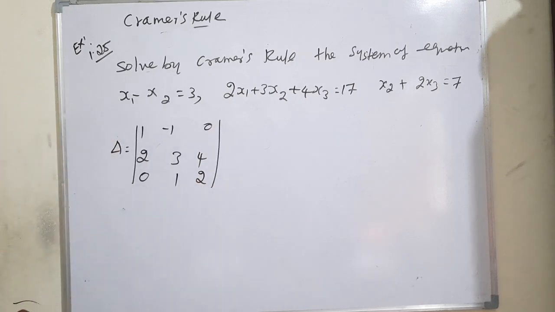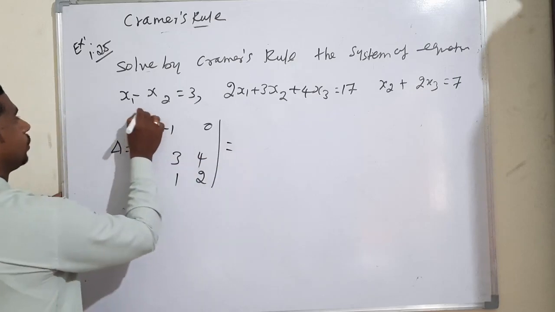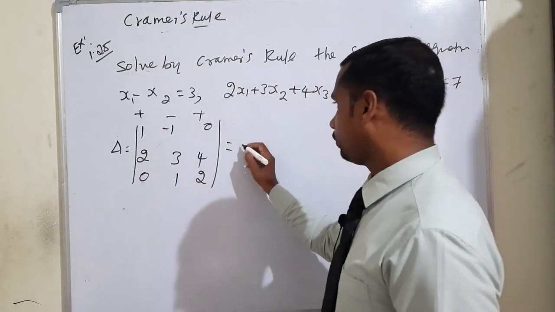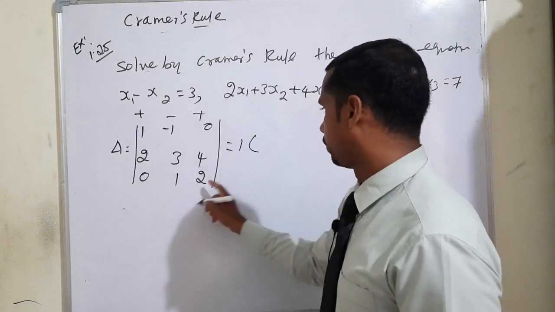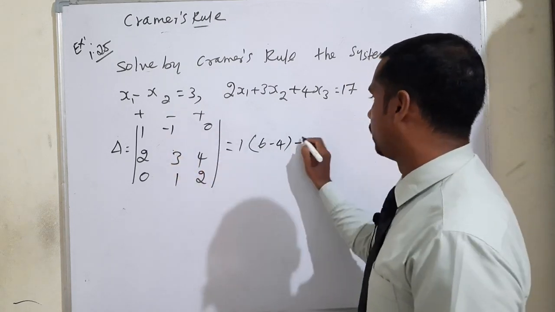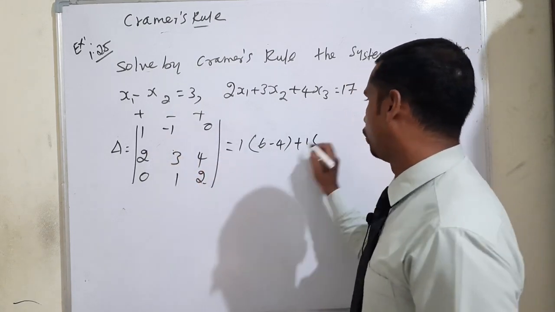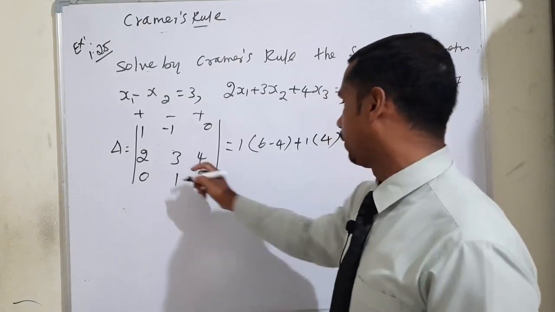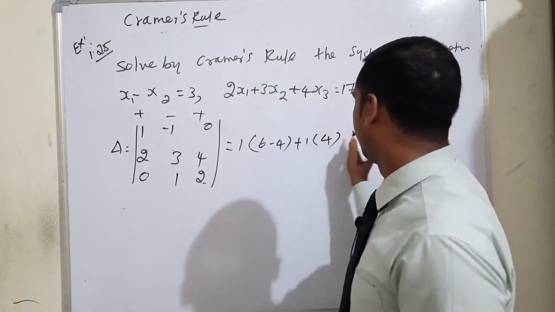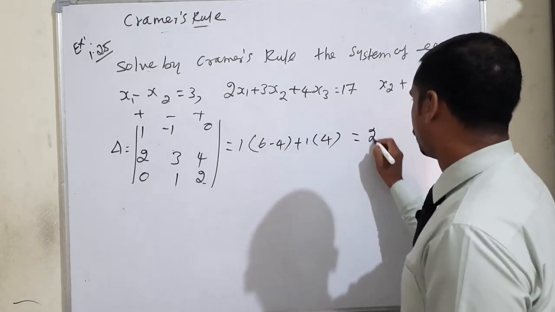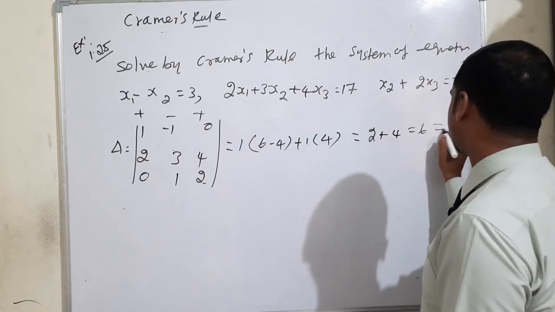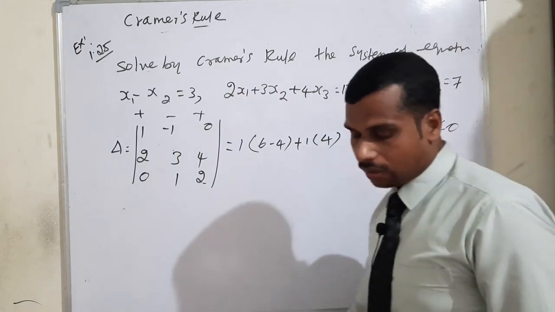Okay, first we need to find the del value. How to find the del value? Sign convention plus, minus, plus. First, 1 means 3 into 2, 6, cross multiply means minus 4. Again, common minus, so minus into minus plus 1, again 2 into 2, 4, because the cross multiply is 0. So 4 minus 0 means only 4 will come. Therefore, remaining 6 minus 4, 2, plus 4 into 1 means 4. Answer will be 6. So we can say this is not equal to 0, and it is called non-singular.